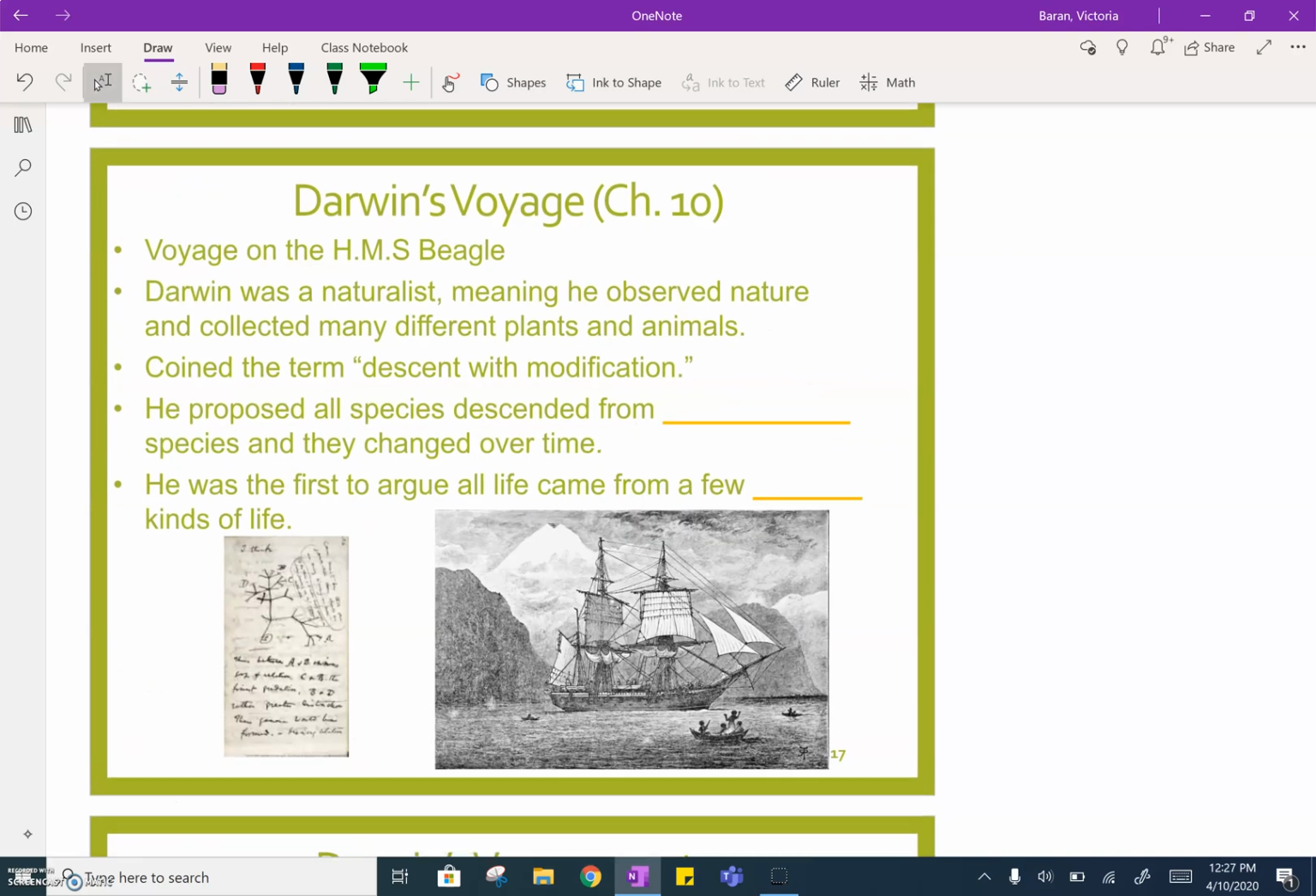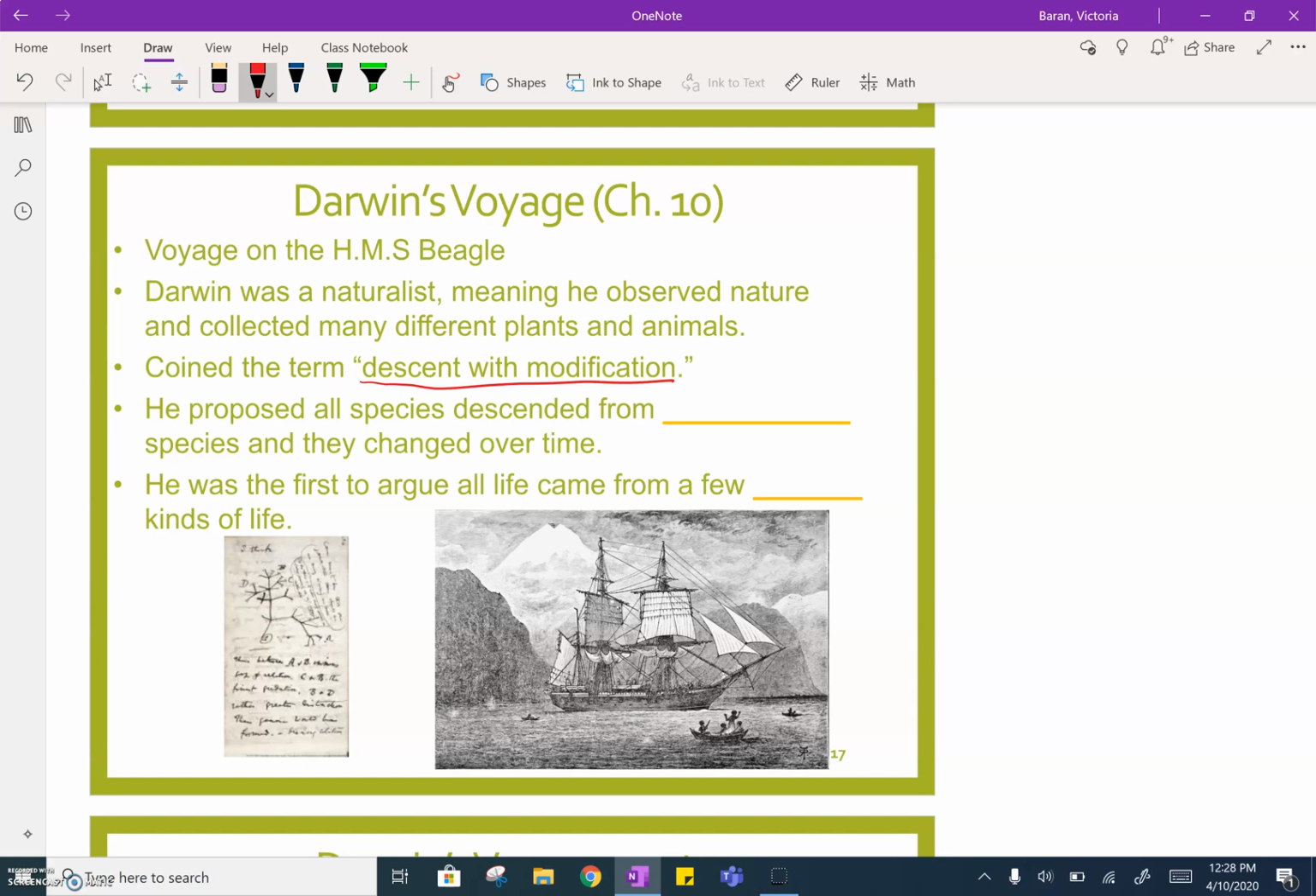Now, Darwin went on a voyage on a ship called the HMS Beagle, and he was, as I think I said earlier, a naturalist, meaning that he studied nature, all the different plants and animals, and he also collected many of those plants and animals on his journey. He also coined the term descent with modification.